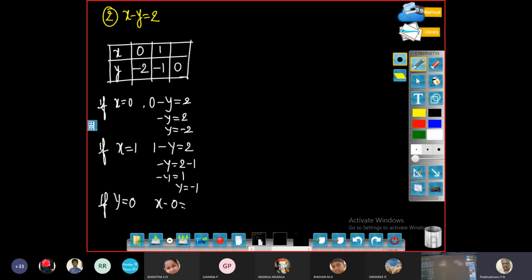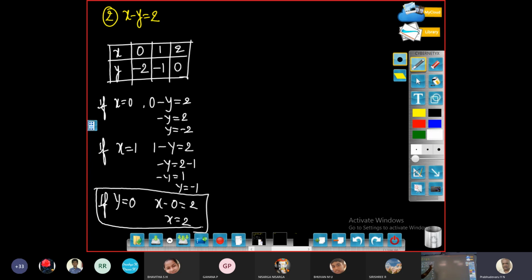Then what happens to this equation? x minus 0 is equal to 2, so x is equal to 2. So you will get the value of x in the reverse order also. This is the last one I took. See, it is a little different. Instead of taking the x value, I took the y value, then substituted in the equation and got the x value. You can do it either way, but be careful with the substitution.